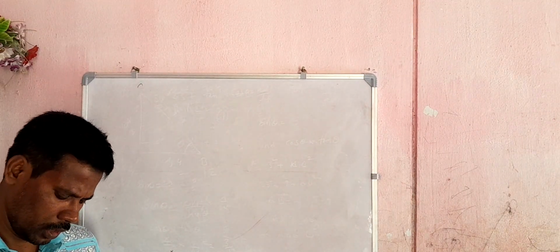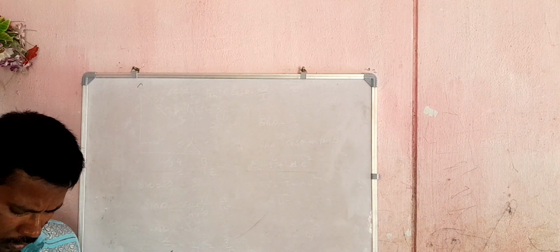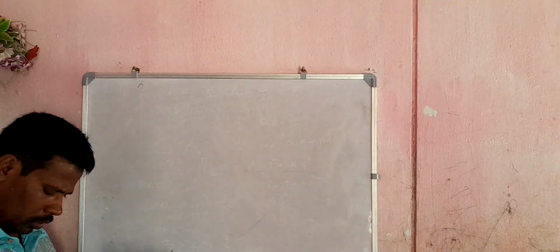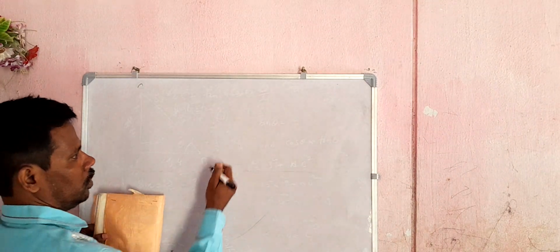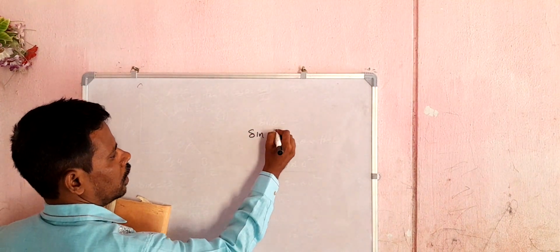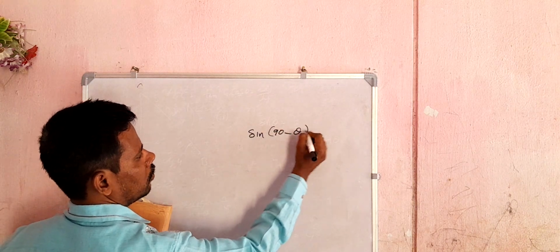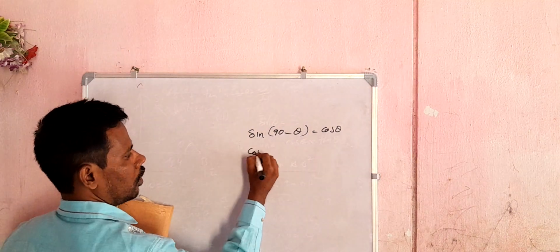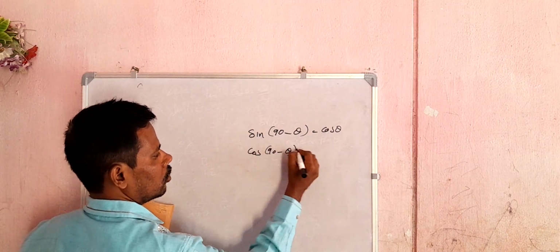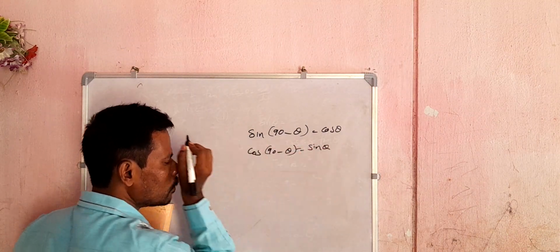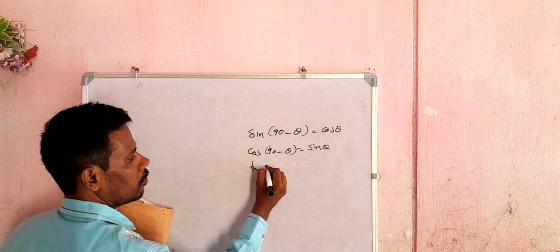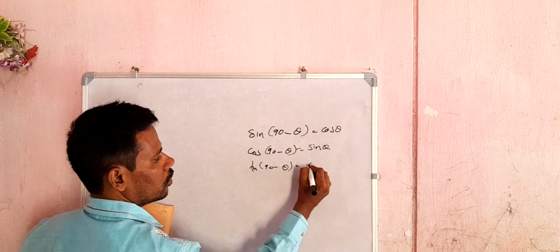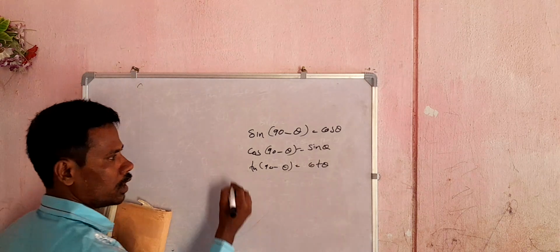And one more thing, you should also master this. Sin 90 minus theta is nothing but cos theta, and vice versa. Cos 90 minus theta is equal to sin theta, and tan 90 minus theta is equal to cot theta, like that.